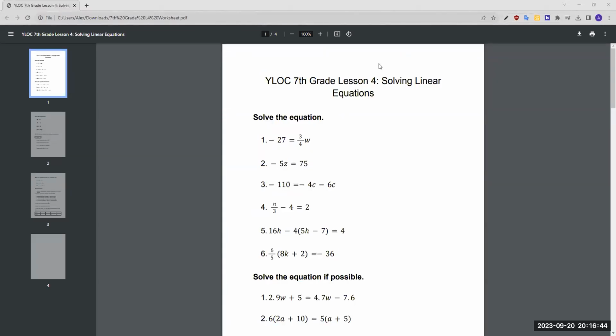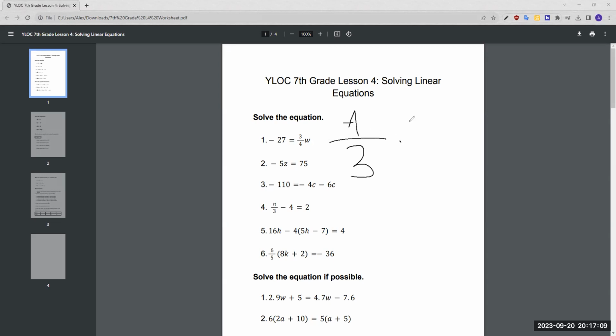Hi guys, today we're going to be doing 7th grade lesson 4, solving linear equations. So let's start off by solving the equation. Number 1, negative 27 equals 3 over 4w. So we have to get this w by itself, and we can do that by multiplying by the reciprocal. The reciprocal in this case is 4 over 3, and then we multiply this to both sides.